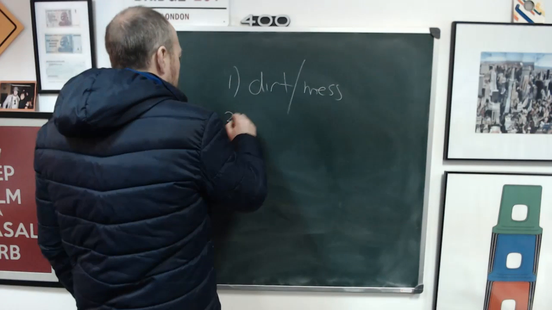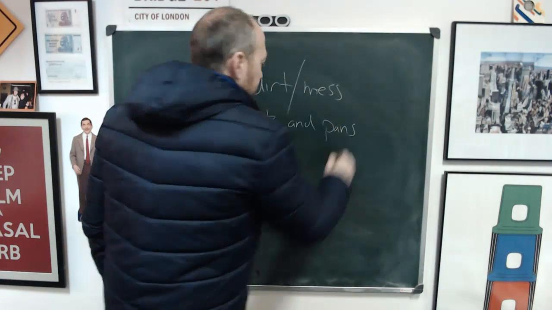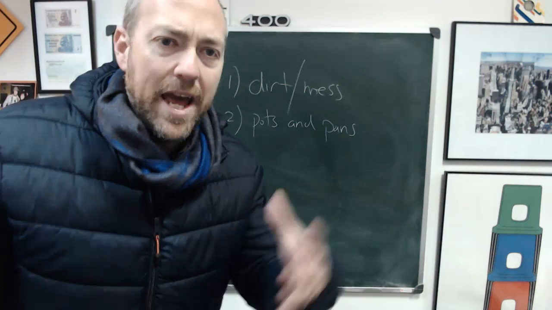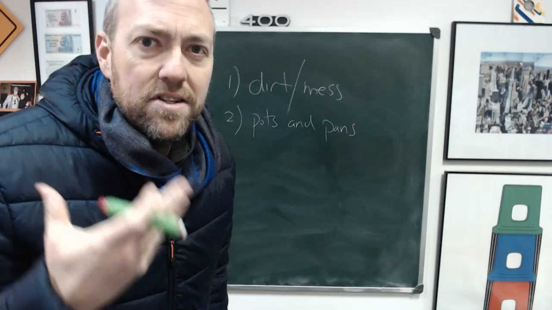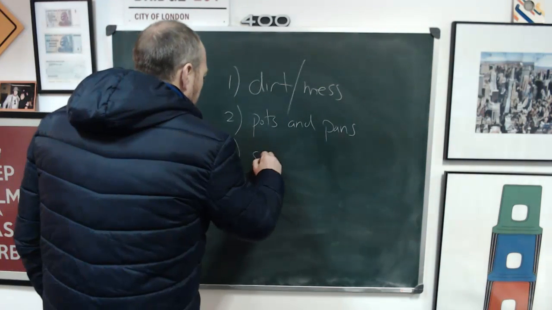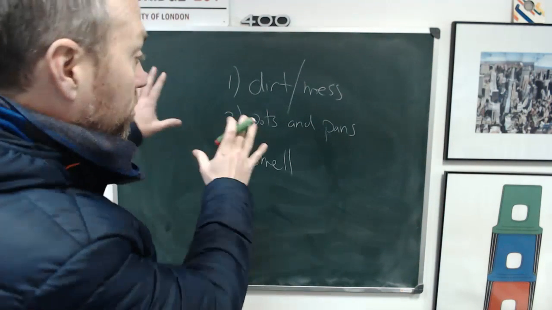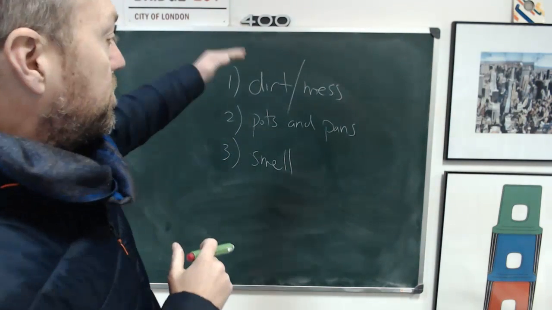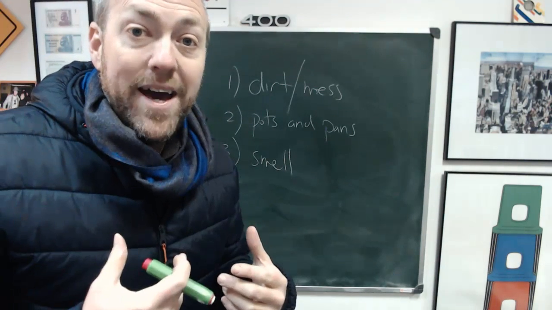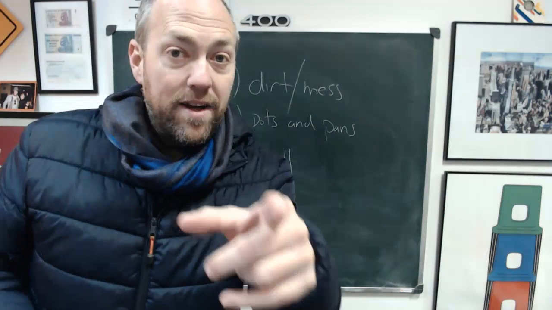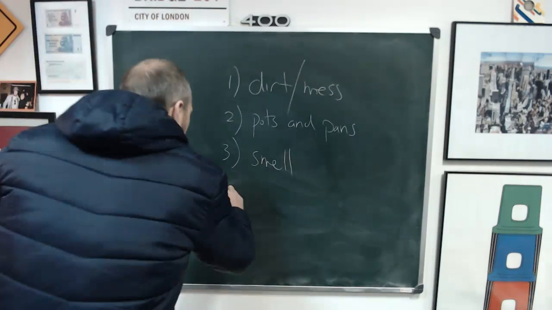Number two, there's lots of pots and pans everywhere. And maybe the third thing is the smell of food. So I look at this information, dirt and mess, pots and pans, smell, and my conclusion, my deduction, is that you were cooking. Dirt and mess plus pots and pans plus smells equals cooking.